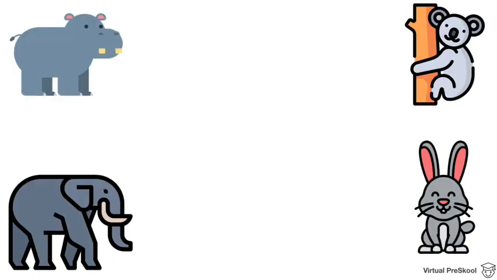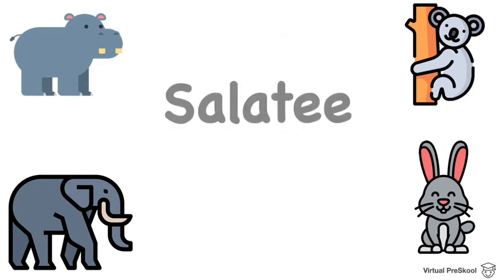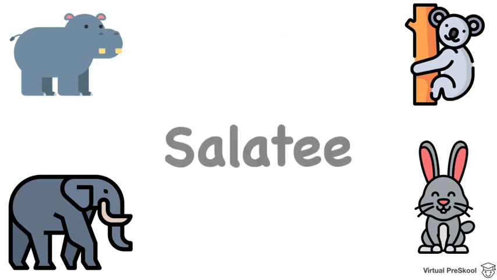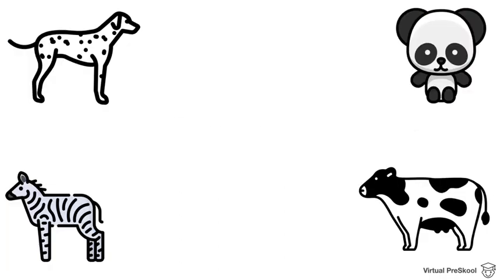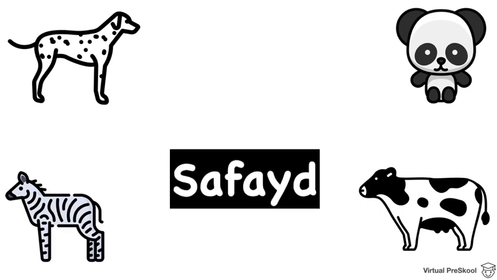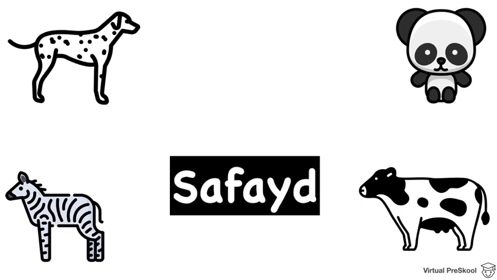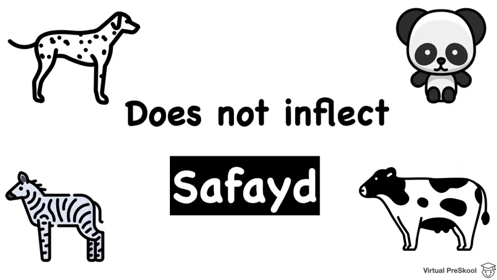Gray. What's gray in Hindi? Saleti. Does it end with an a sound? Nahi. So does it inflect? Nahi. What's white in Hindi? Safed. Does it end in an a sound? Nahi. So does it inflect? Nahi.